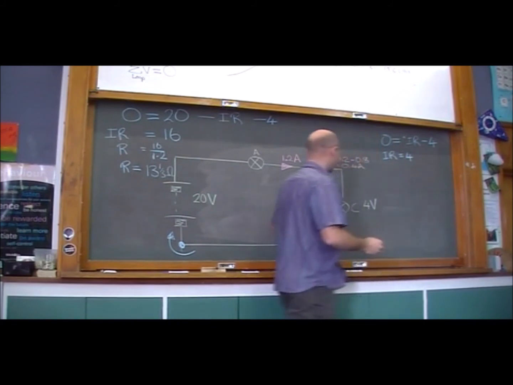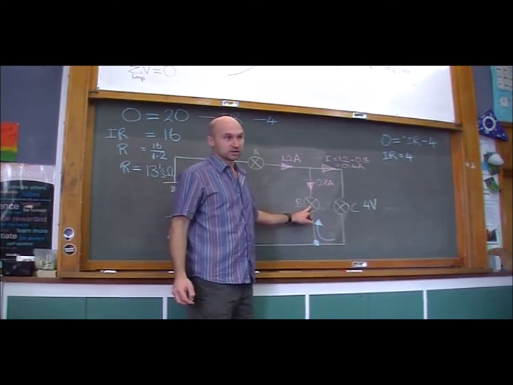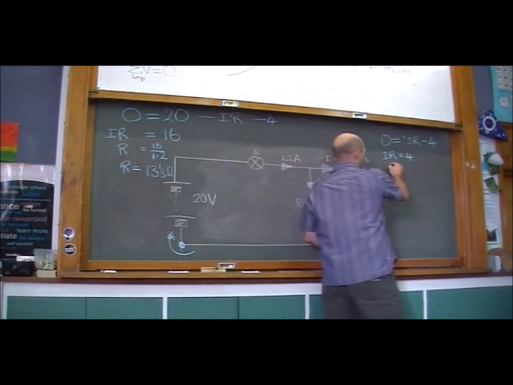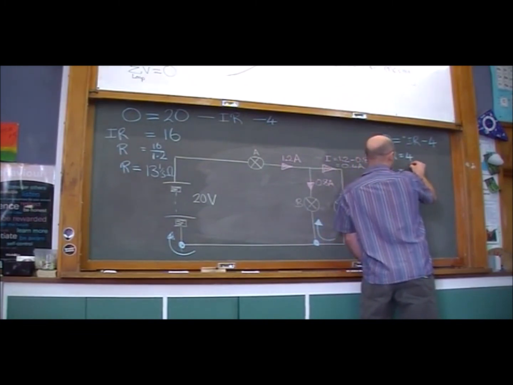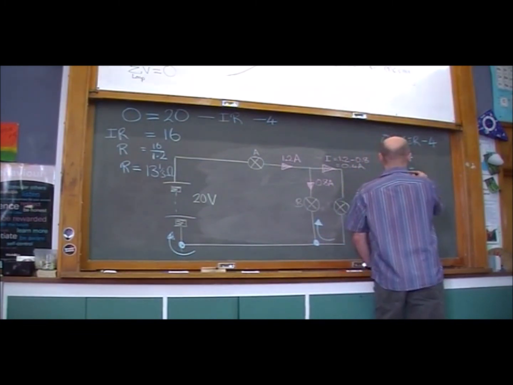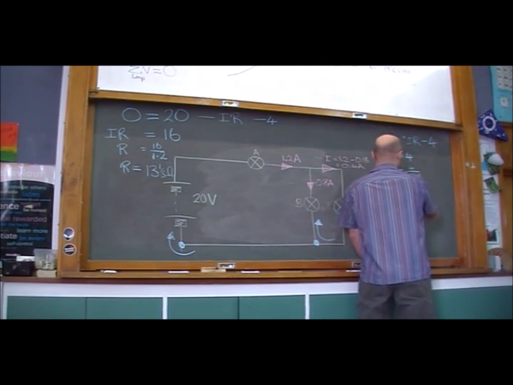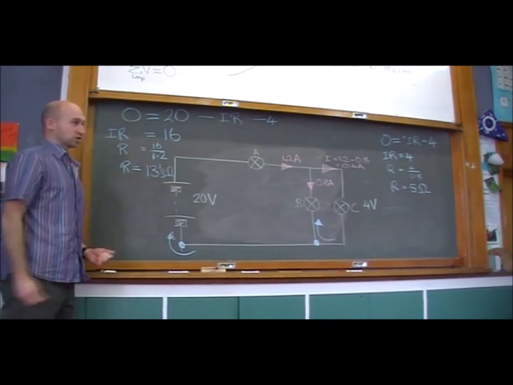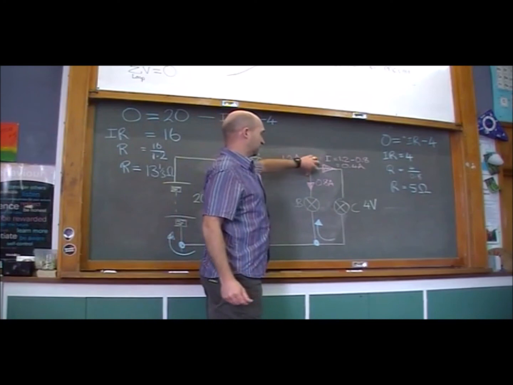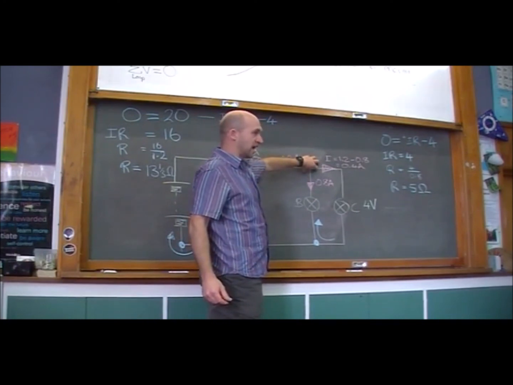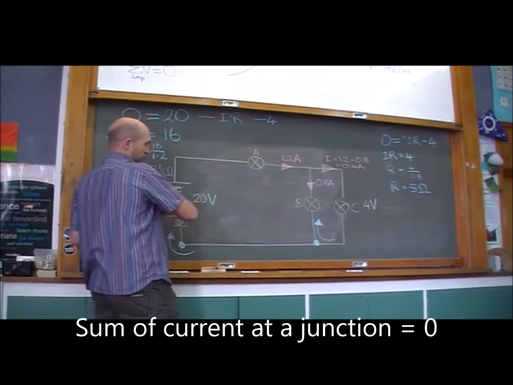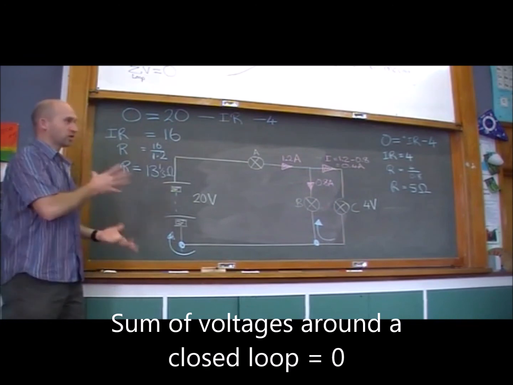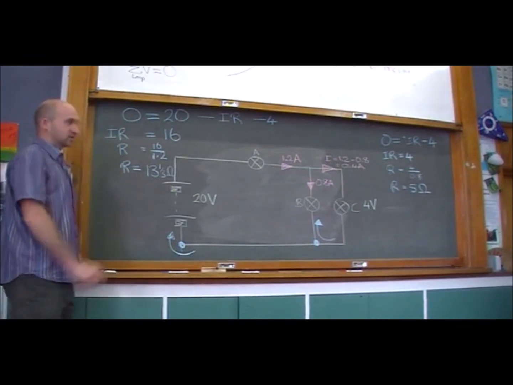And so we've just proven that parallel resistors have the same voltage, right? We've proven that that's 4 volts, and R is equal to 4 over 0.8, 5 ohms. So what we've got is 2 new tools. We've got that current at junctions adds to 0, and voltages around any closed loop add to 0. We're going to use those tools this year to solve any circuit problem we get.